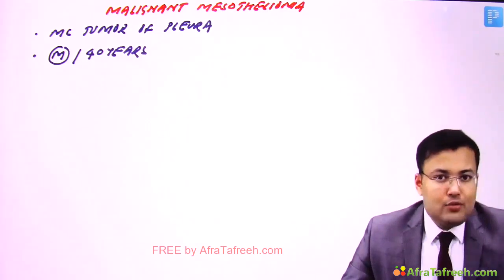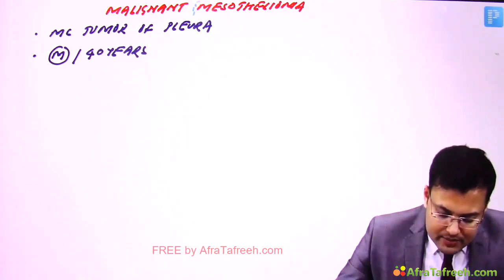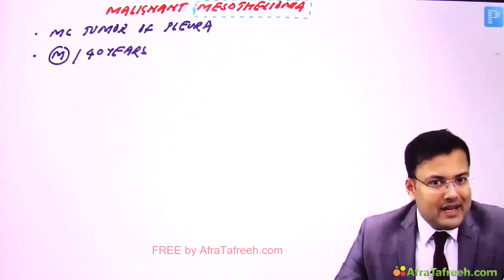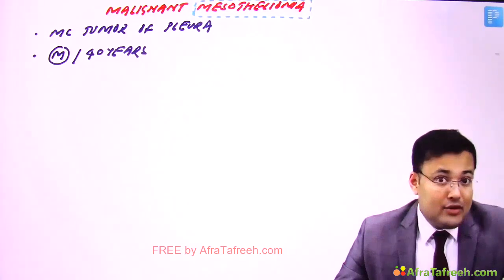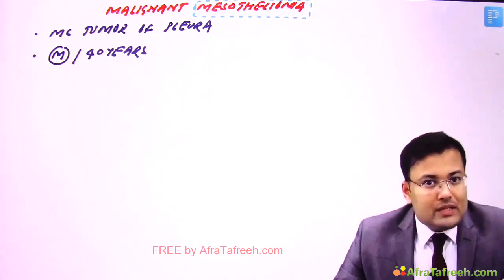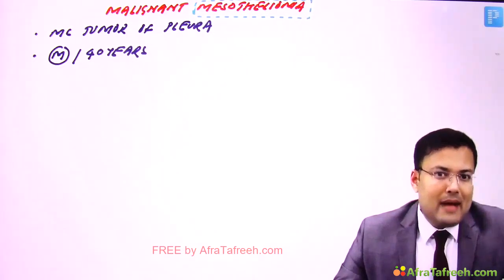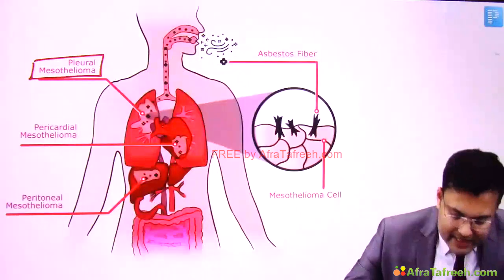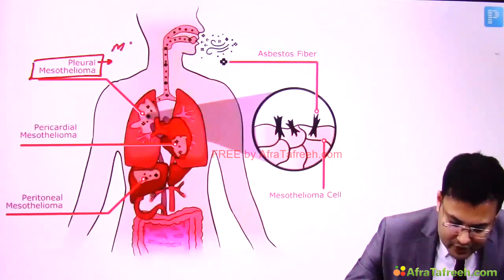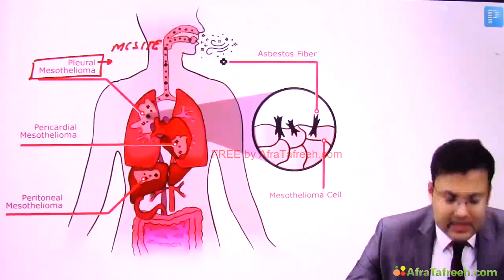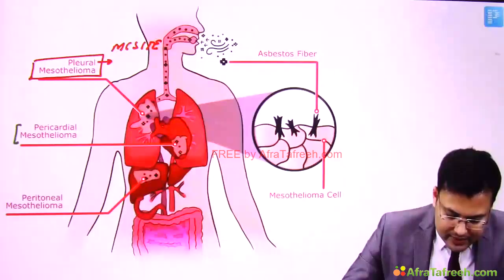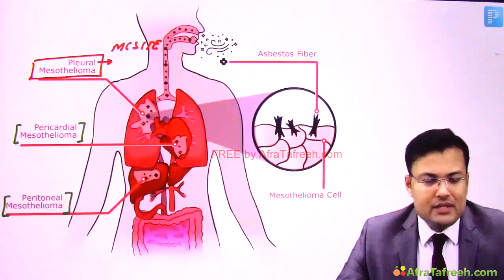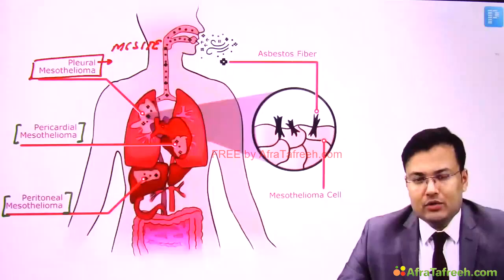The most common site is pleura. But the tumor is mesothelioma, so in the body, this mesothelium is also present in pericardium. It is also present in peritoneum. So anywhere in the body where there is mesothelium, you can find malignant mesothelioma. The most common site is the pleura, but it can also occur in pericardium and in peritoneum. So there can be pericardial mesothelioma as well as peritoneal mesothelioma.